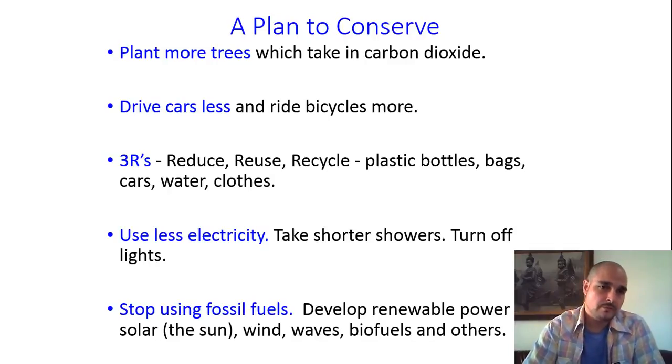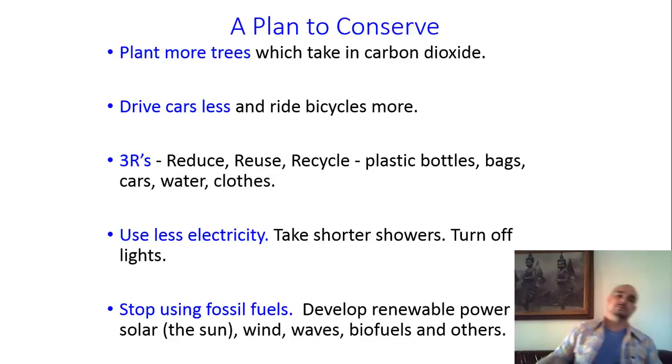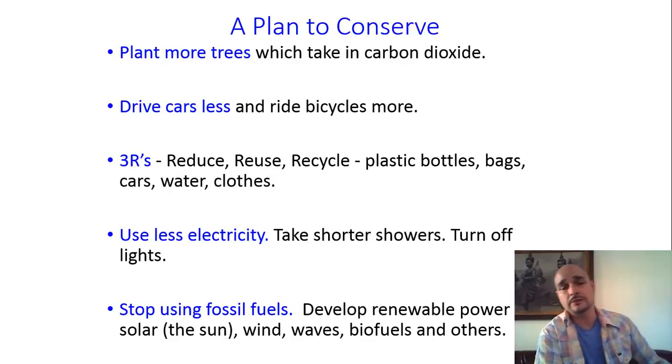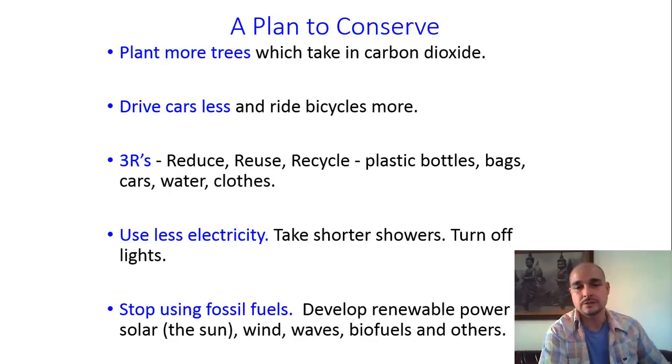photosynthesis occurs. We should also try to drive cars less, so we don't burn as much fossil fuels. The 3 R's: reduce, reuse, and recycle. Okay. Using less electricity, and stop using fossil fuels. So we should try to improve technologies and build more power plants that are using the power from the wind, the waves, and solar energy and biofuels as well.